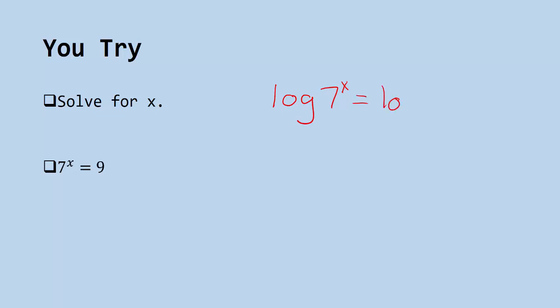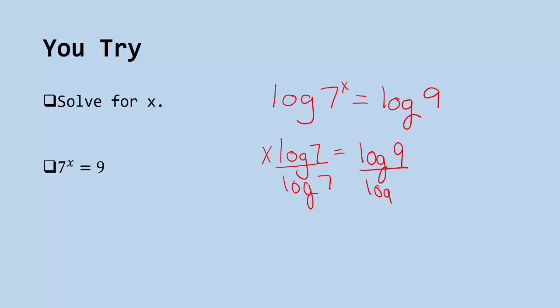And log 9. Using the property, I can pull the exponent x out in front, so now I have x times simply the log of 7, still equaling the log of 9. So to get x by itself, I divide both sides by log 7. So x is equal to log 9 divided by log 7.